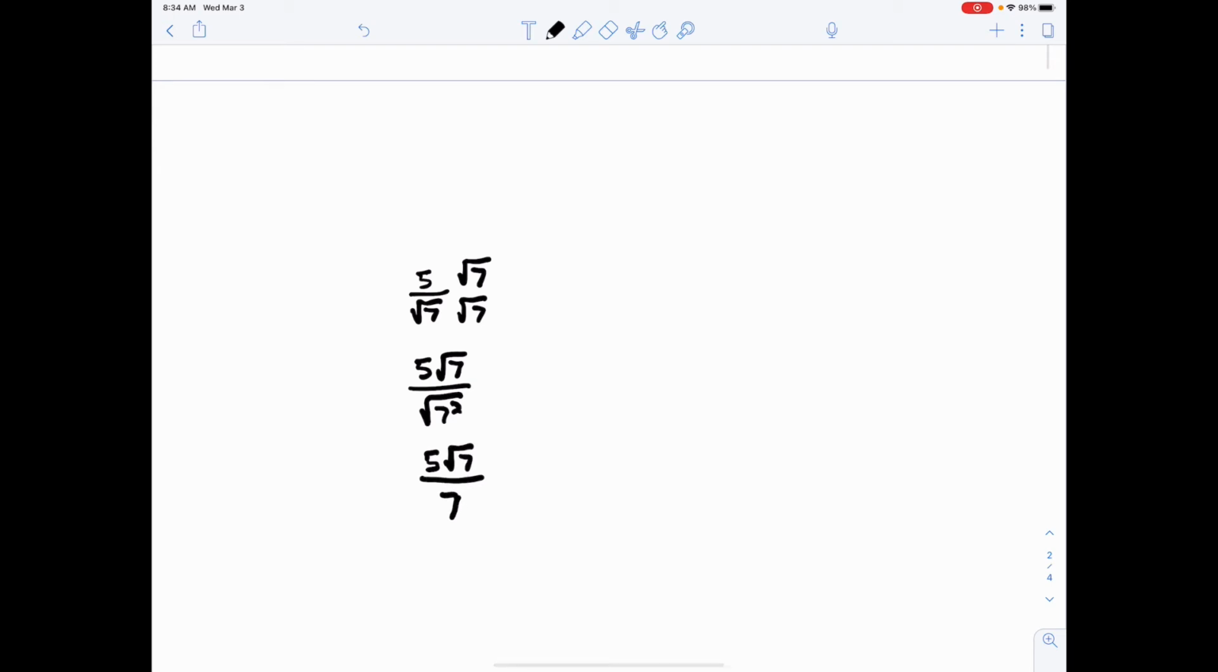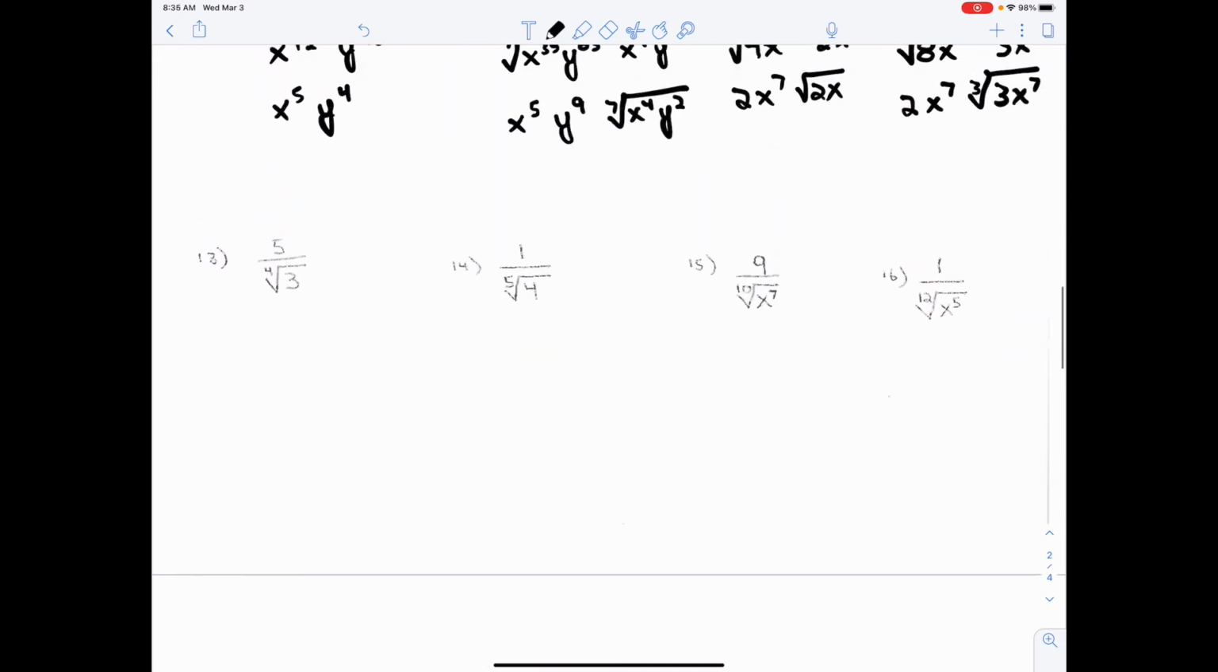It's just 7. Okay, that's the way it works. Everyone skips this step right here and goes straight from that to that, which is fine. That's what I expect you to do. Well, what's different about this?